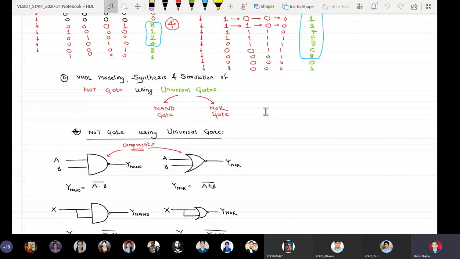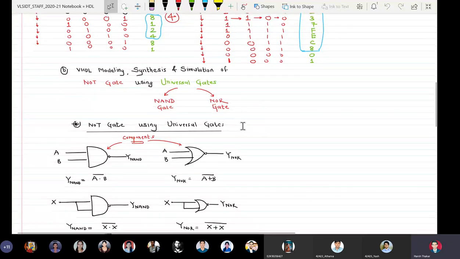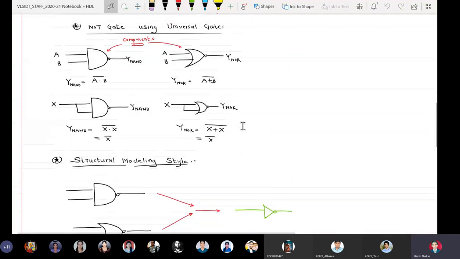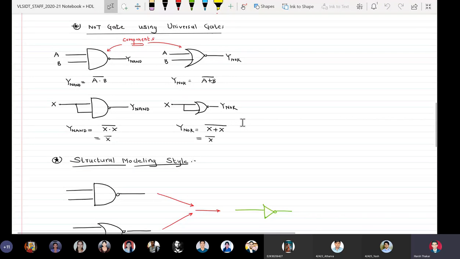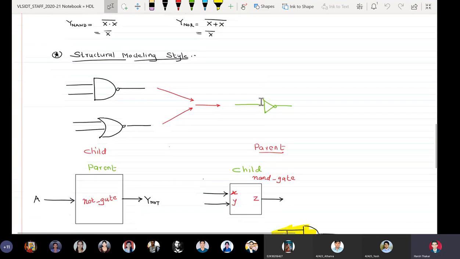for a universal gate based NOT gate, and we clarified that it is not the size of the component that decides whether it is parent or child, but it is based on who is used to create what. So we took the example of NOR and NAND gates being converted into a NOT gate. NOR and NAND have two inputs, the NOT gate has one input only.